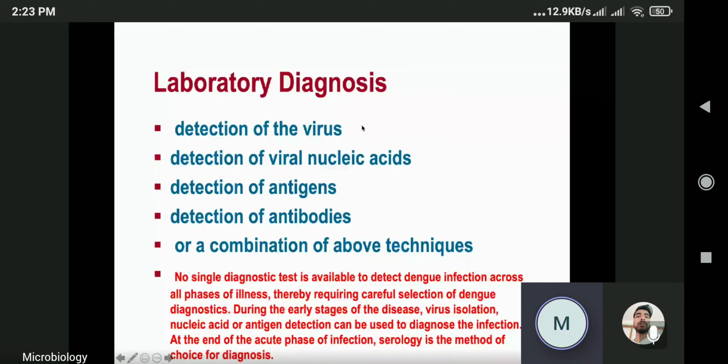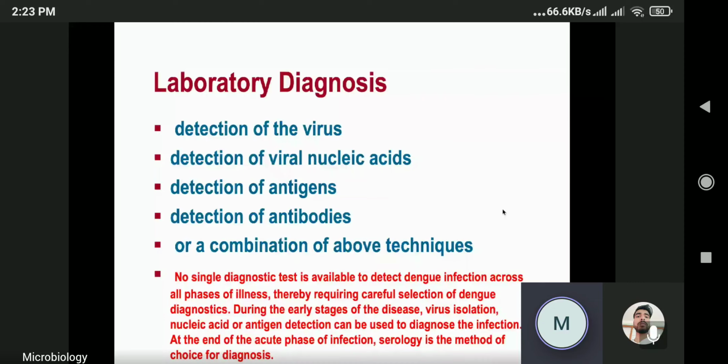Why? Because the nucleic acid, that is the RNA genome of the dengue virus, can be detected by PCR, polymerase chain reaction. And more commonly in our setup, these two methods, that is the detection of antigen and antibody in the patient serum, are employed because rapid kits based on the immunochromatography principle are available nowadays in our setup. However, a combination of these techniques helps us in the proper diagnosis.